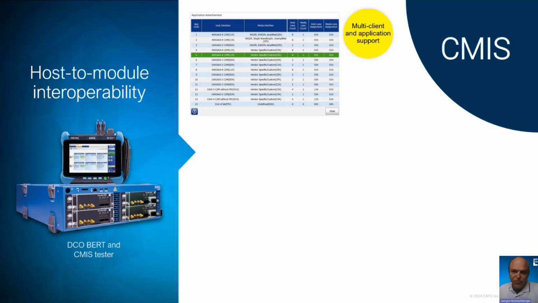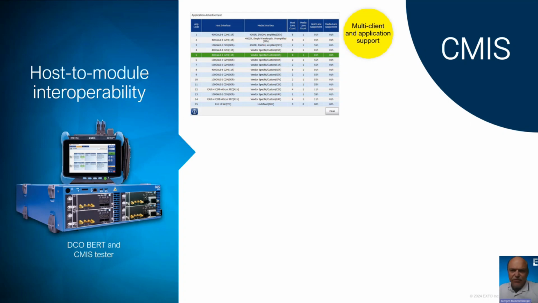CMIS describes the function of the module with the concept of the data path carrying applications. And the advertised information is for the 400ZR host side interface. This is a 400GAUI-8, so an 8-lane electrical interface, as also shown in the host lane count. Then we see the module media interface codes. These are generally defined in the SFF-8024.